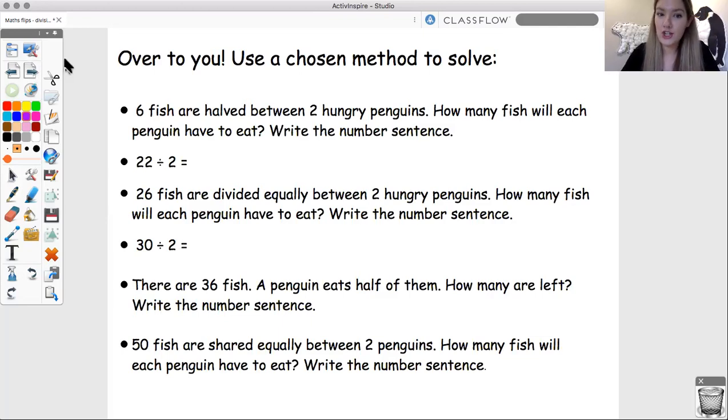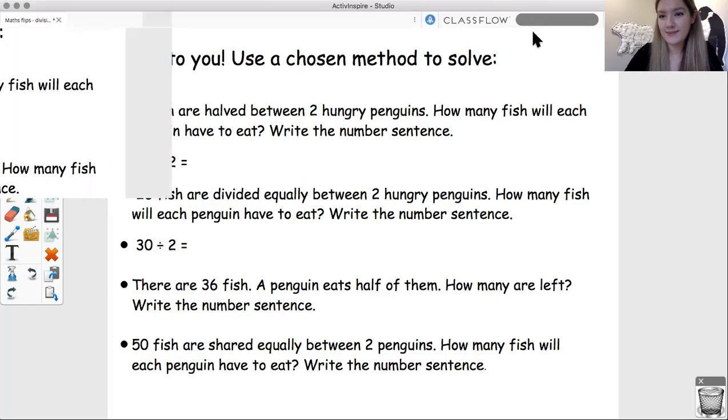I'd like you to choose a method to solve the following questions. Some of them are number sentences and some of them are worded problems. So I'd like you to think about if you'd like to use the bar model, or are you going to use known number facts such as finding half and dividing by 2? Are you going to use the 2 times tables? Are you going to count in twos? Give these a try and pop me on pause whilst you do this.